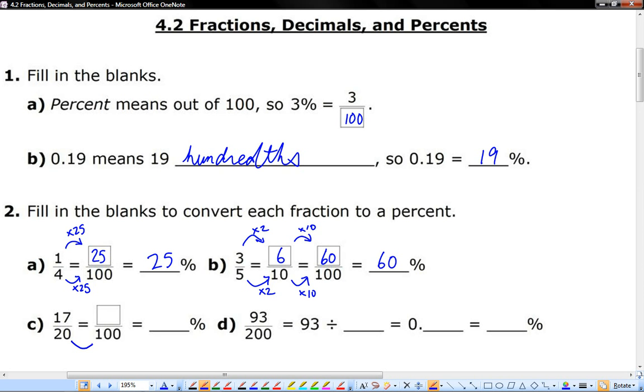So changing 20 into 100 as a denominator so that we can get it as a percent, multiplying by 5 will accomplish that. So if we multiply the top by 5 as well, that gives us 85 out of 100, which means it's 85%.